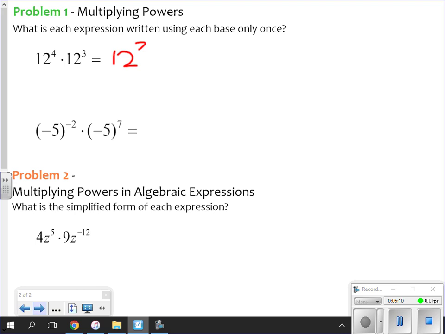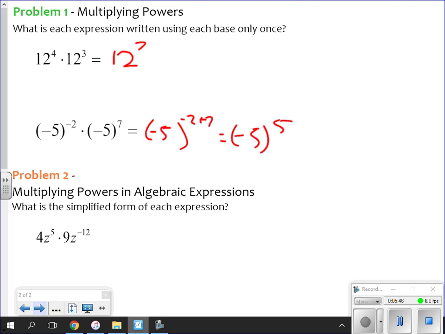Now, on the next one, it doesn't matter if our exponents are negative or positive, we still do the same thing. I have negative 5 to the negative 2 power times negative 5 to the 7th power. That's negative 5 to the negative 2 plus 7, which is negative 5 to the 5th power. It doesn't matter if our exponents are negative or positive, we still just add them together. Okay?